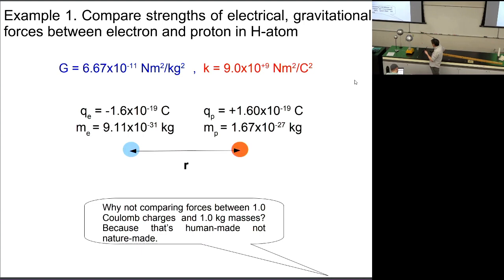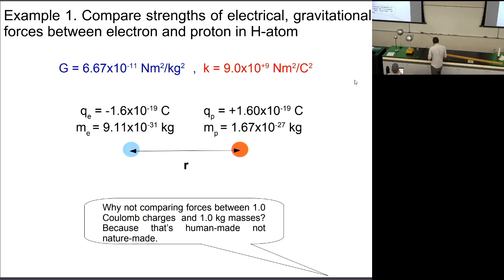You'll notice, right, these units are man-made units. They involve newtons and meters and kilograms and coulombs. But in our man-made units or human-made units, the gravitational constant is a very small number. It's some large negative power, 10 to the minus 11. The Coulomb constant is a large positive number. It's 10 to the power 9.